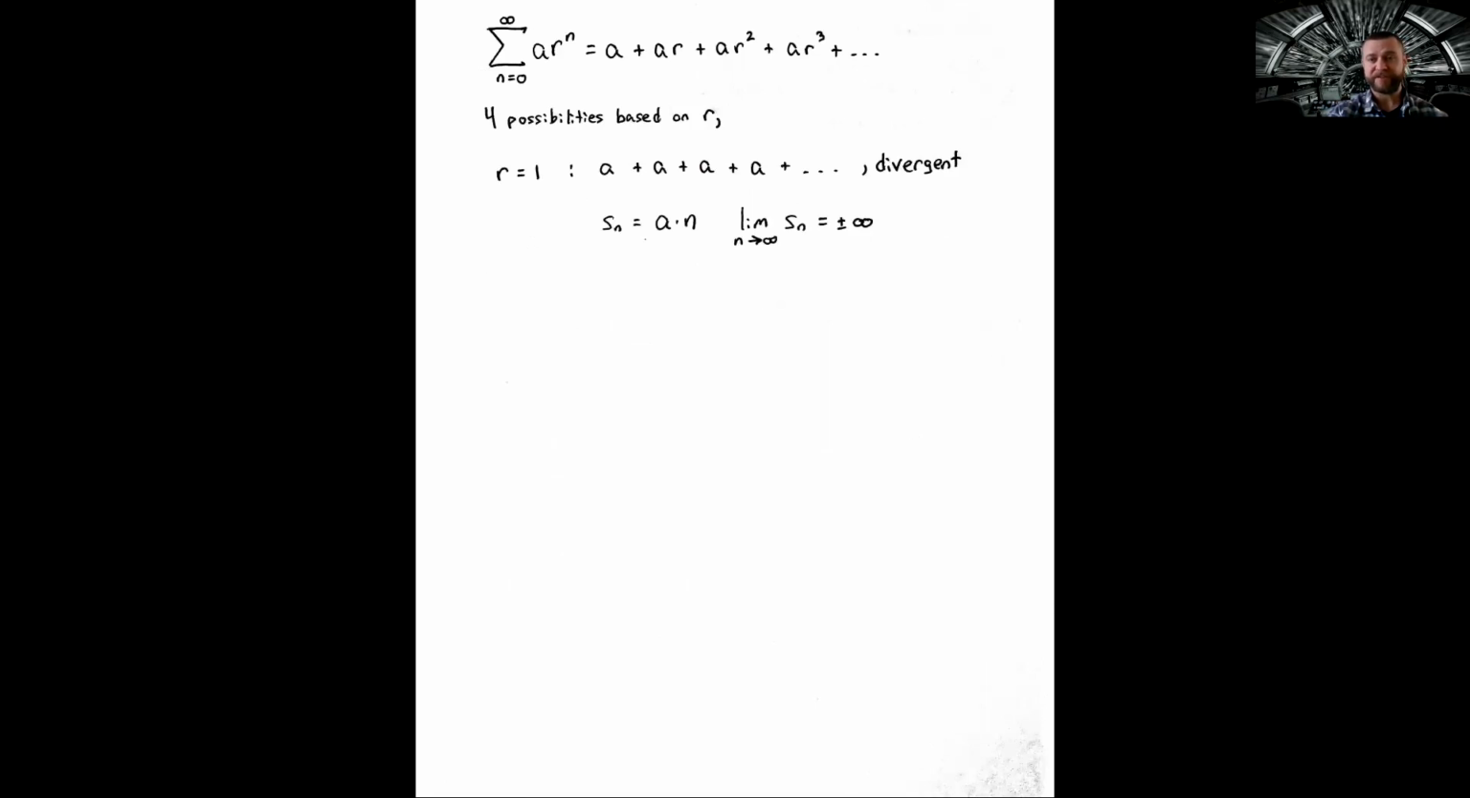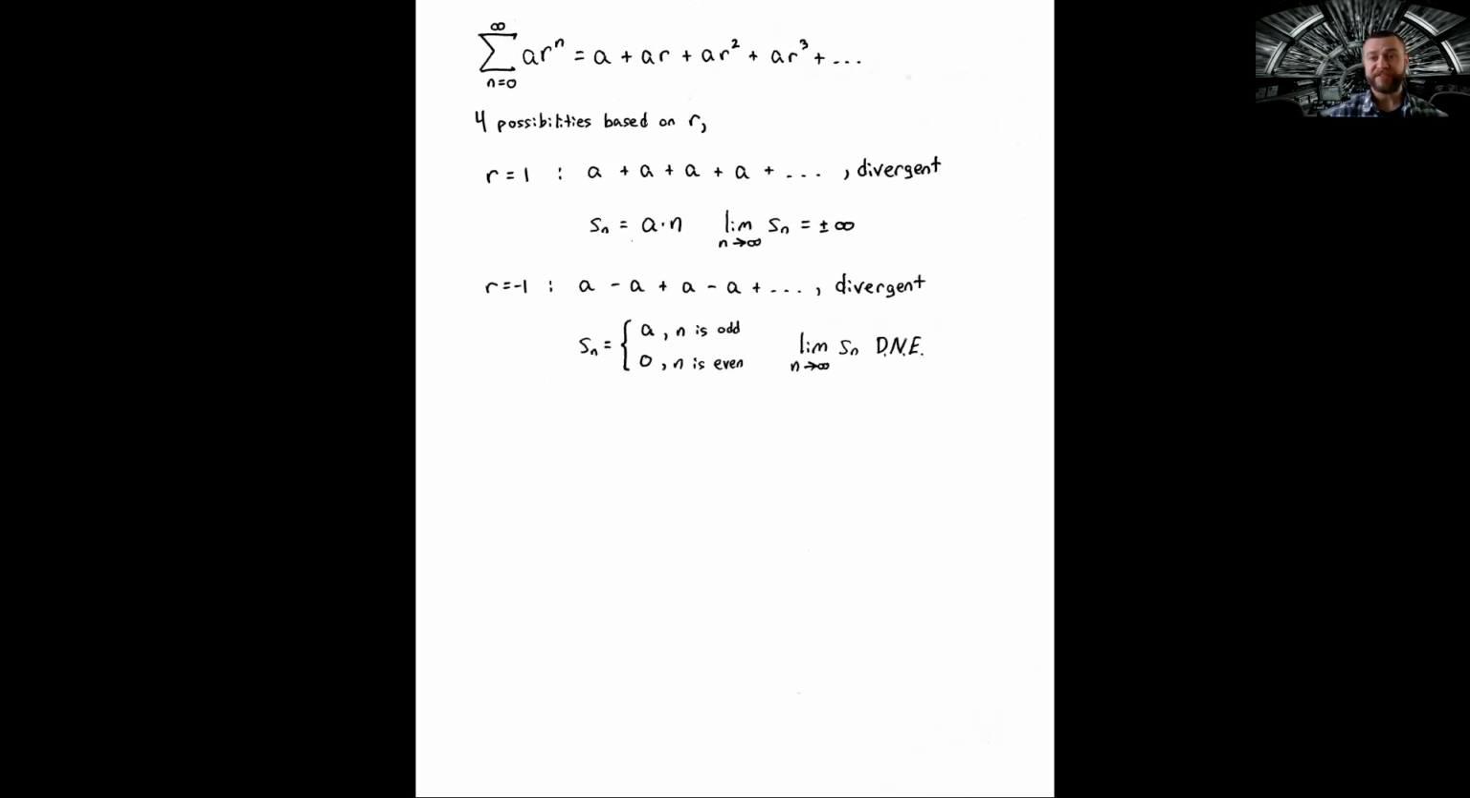Every term in your infinite series, since 1 to any power is 1, is just a. And even if a is a very small number, add a number to itself an infinite amount of times, that's going to keep growing and growing. The sequence of partial sums here has a simple formula, a times n, depending on how many a's you're adding up. In this case, the limit for the sequence of partial sums would approach positive or negative infinity, depending on if a is positive or a is negative. So the r equals 1 case gives a divergent infinite series.